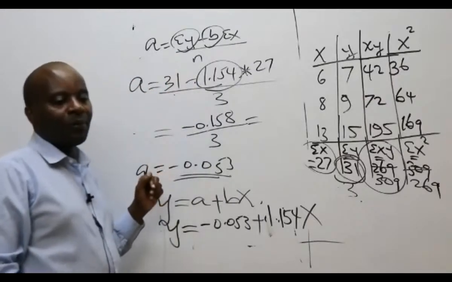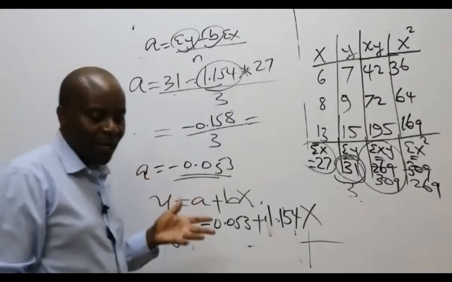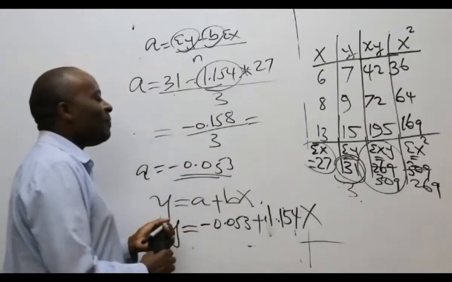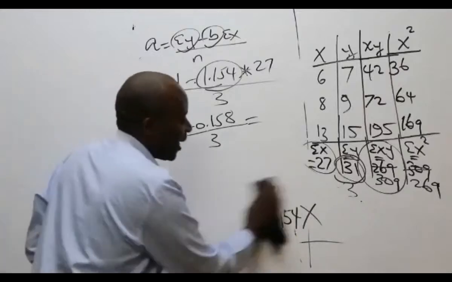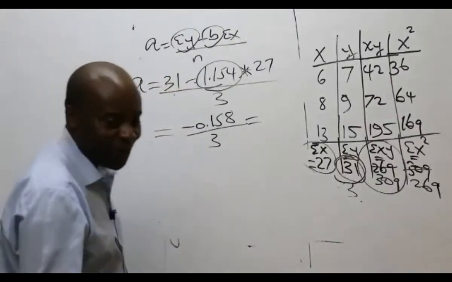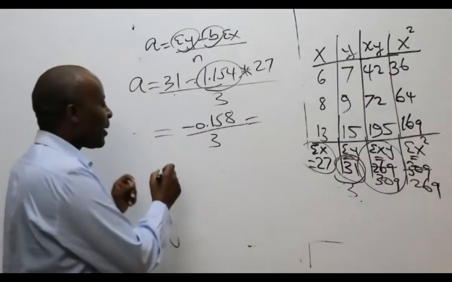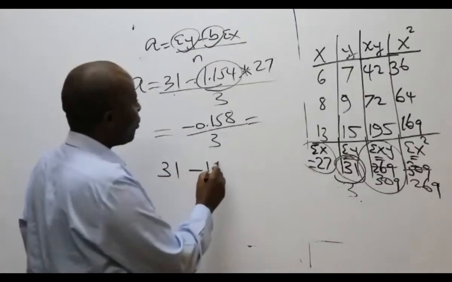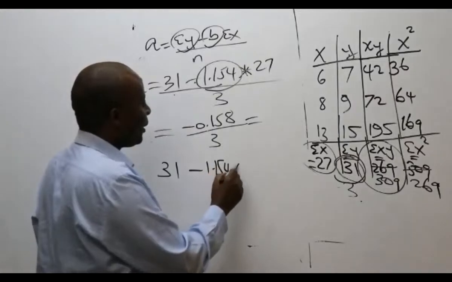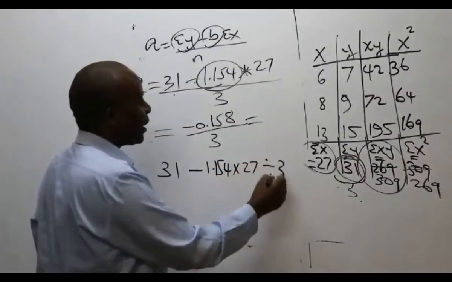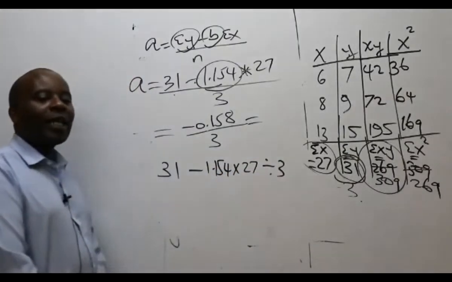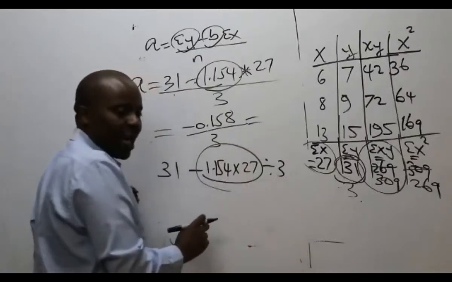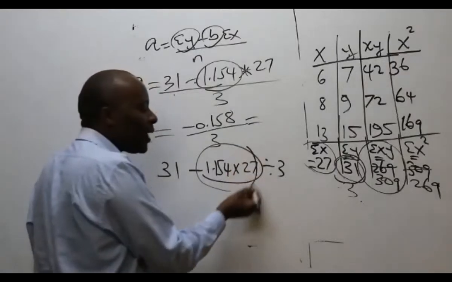I have marked CASNEB exams for so long, and I know the biggest mistake that students make. Many students, even Fatima, say on the calculator 31 minus 1.154 times 27, and then divide by what? By 3. So the calculator picks this alone to be divided by what?